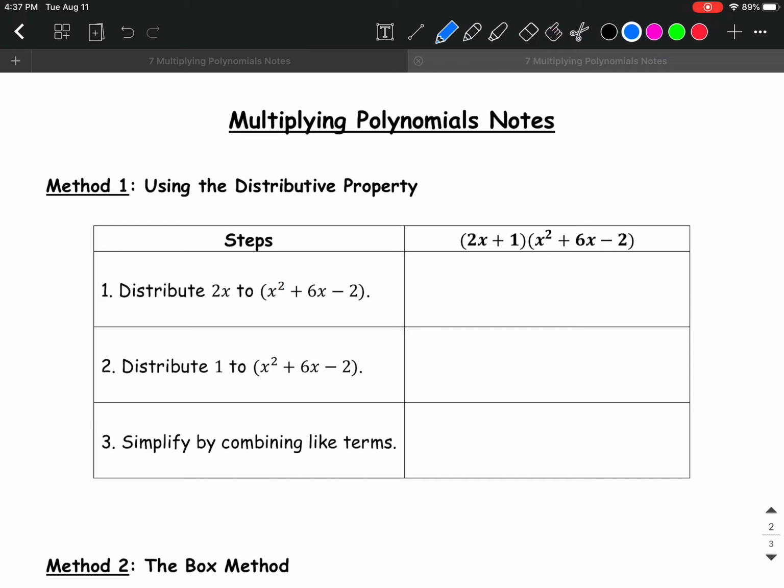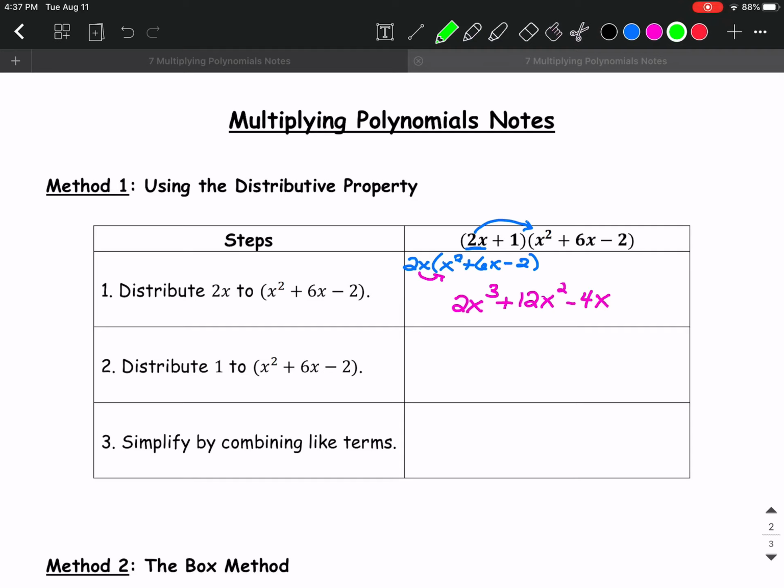So for the distributive property, we take this first term 2x and we multiply it by everything in the second part, which would be x squared plus 6x minus 2. So now we're going to say, all right, 2x times x squared is 2x to the third. 2x times 6x is 12. Don't forget to add the exponents on the x's, 12x squared. And 2x times negative 2, that's a negative 4x, and it's just to the first.